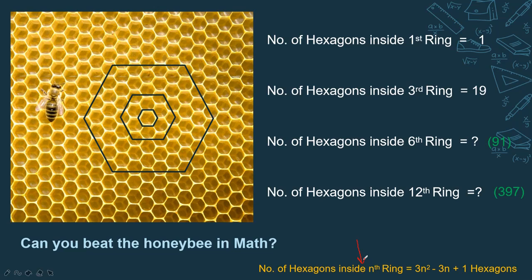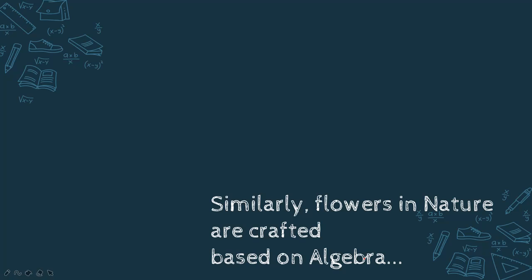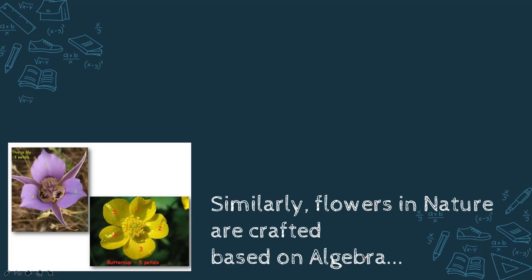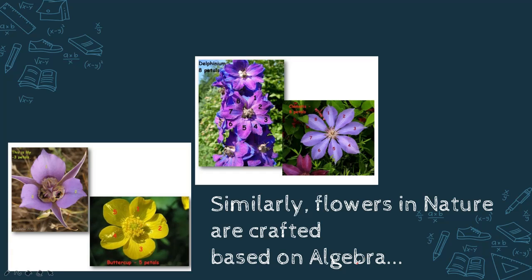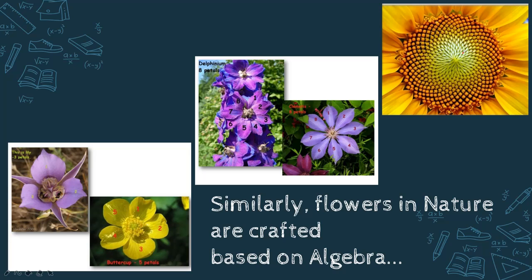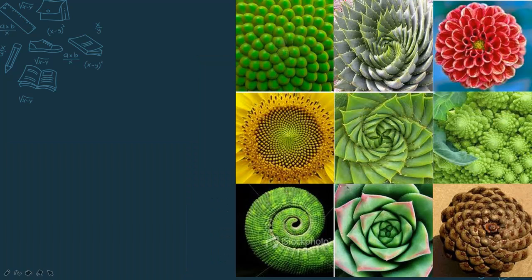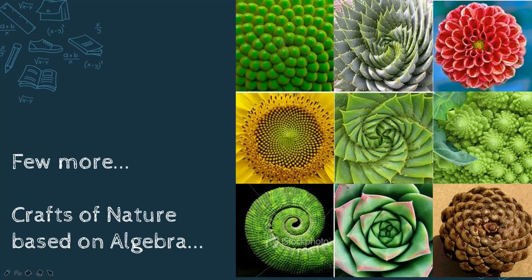But is it the honeybee only who creates this? No. There are many other things. Flowers in nature are also crafted based on algebra. You see these petals? They are following a certain pattern. If you see the sunflower, these spirals are also made by some pattern. They are following the algebraic expression, algebra. Another thing is, see, some more examples. So many different crafts in nature are based on algebra. They are following certain rules. They are based on algebraic rules.